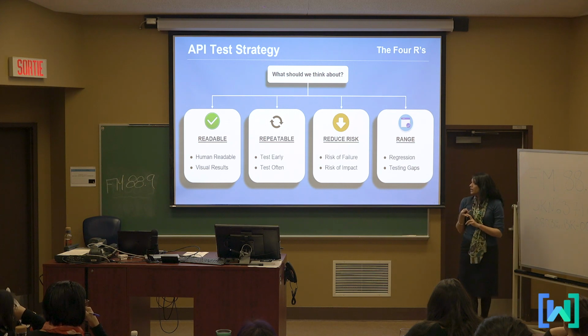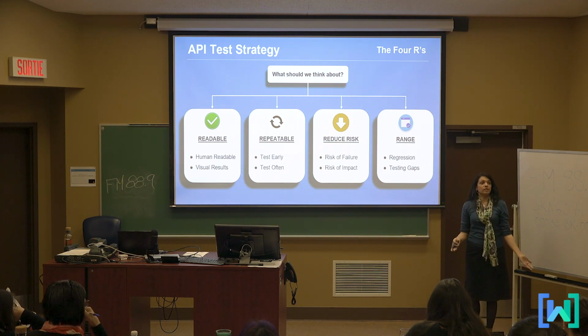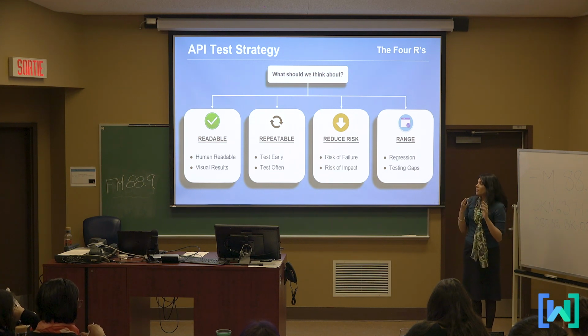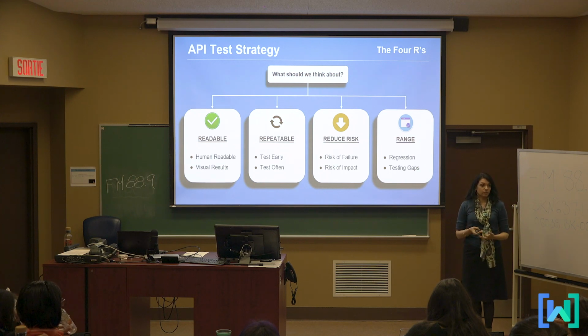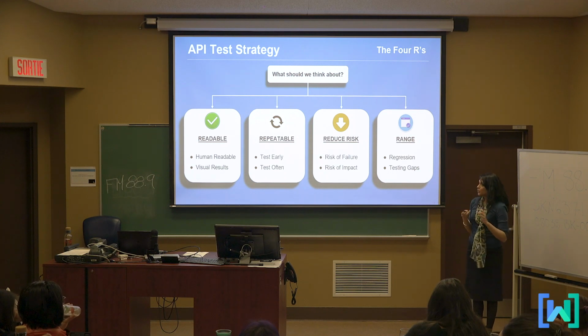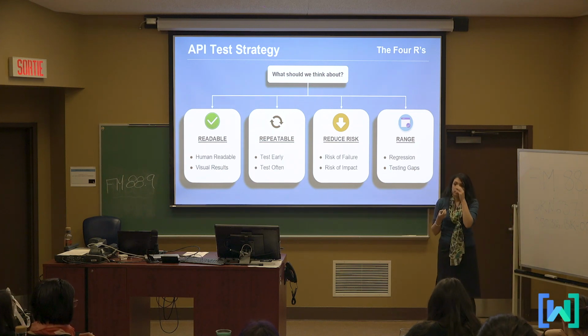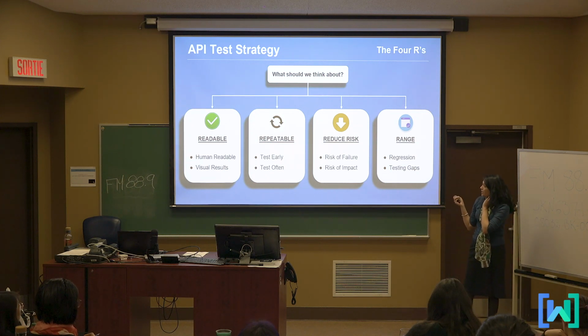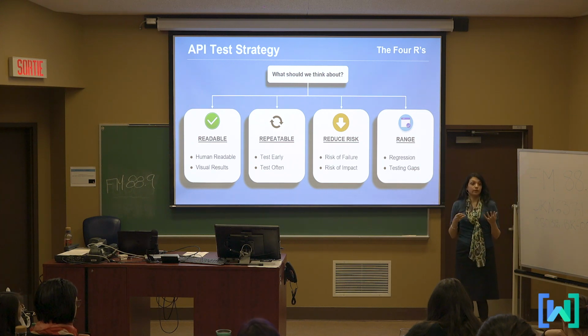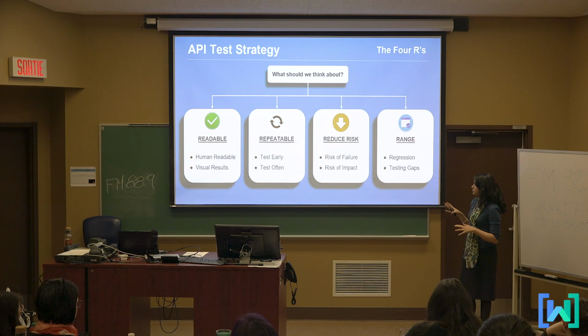And then the third R is reduce risk. We can't test every single thing there is to test. We have to think about time and cost, and we have to focus our testing efforts in the right places. So the way I like to think about this is in terms of risk. I want to make sure I have tests that reduce my risk of failure. So if we already know that there might be certain areas that are more prone to failure, I want to make sure that I have tests to cover that.